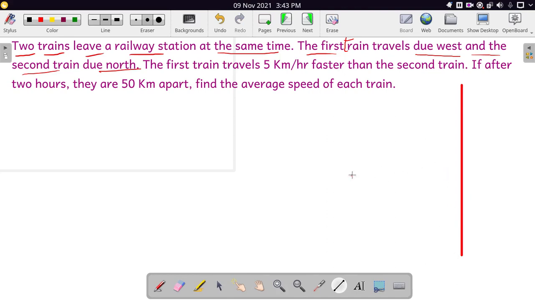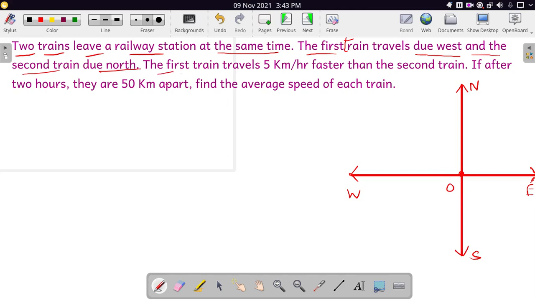Suppose this is the north-south axis. This is north. This is east. This is south. This is west. Let us consider this to be the origin. Suppose this is O. Now let us read the next sentence.